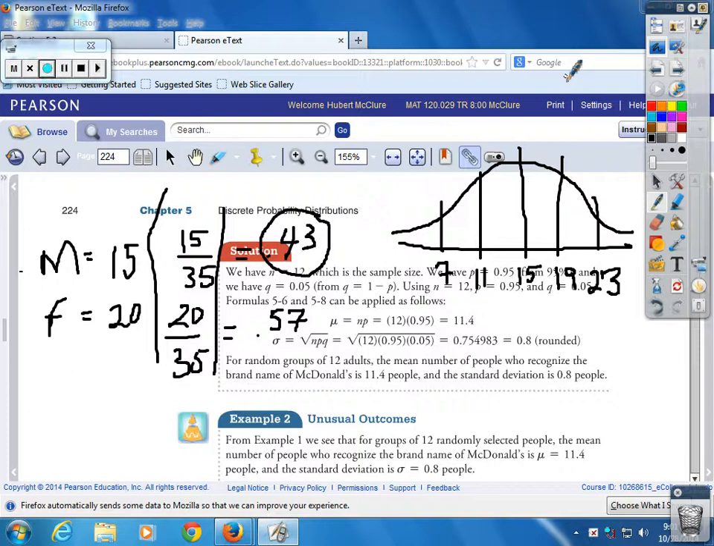You need to be able to get it no matter what data you're given, whether it's a data set, a frequency distribution, a binomial distribution, or just a set of numbers. Yes, ma'am, you had a question. Oh, that's great. Y'all set me up. What did you get for n times p? All right, what's 15 over 35? Okay.